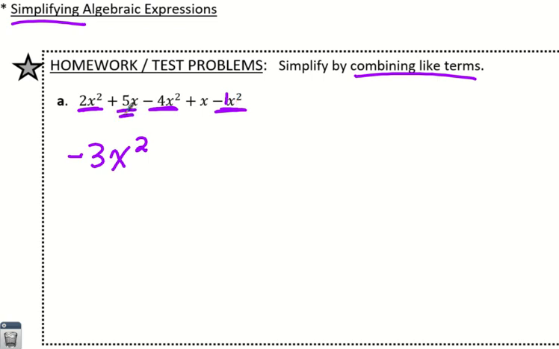And then the positive 5x and the positive 1x, those can also be combined to plus 6x. And so basically, that's all there is to that problem. You identify any terms that can be combined based on their variable and exponent, and then you just combine, add, whatever you want to think of it as, the coefficients of those terms.